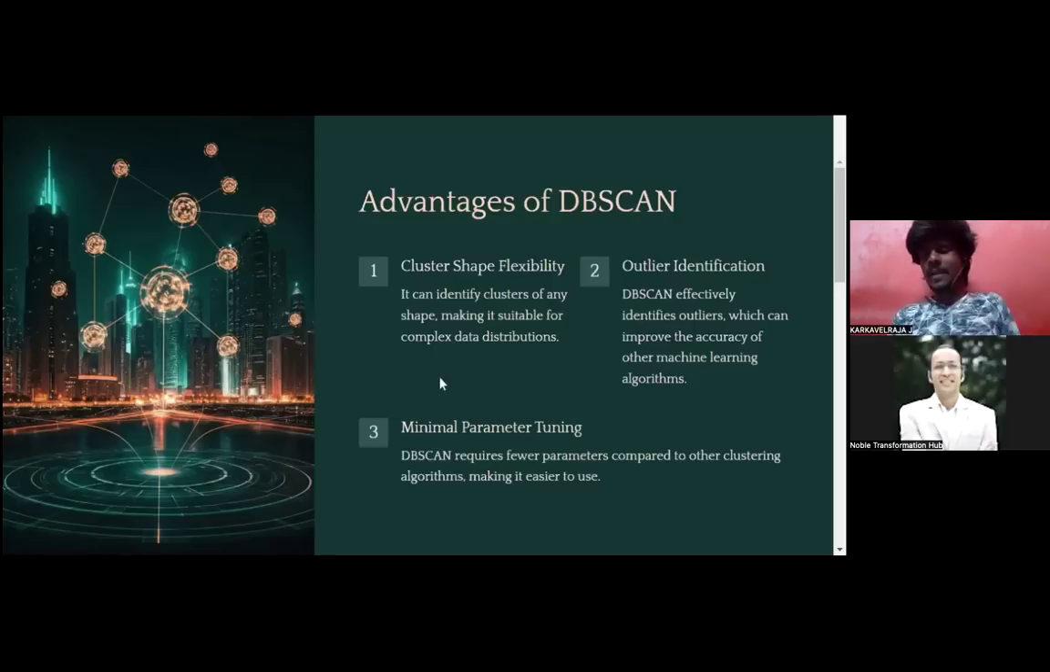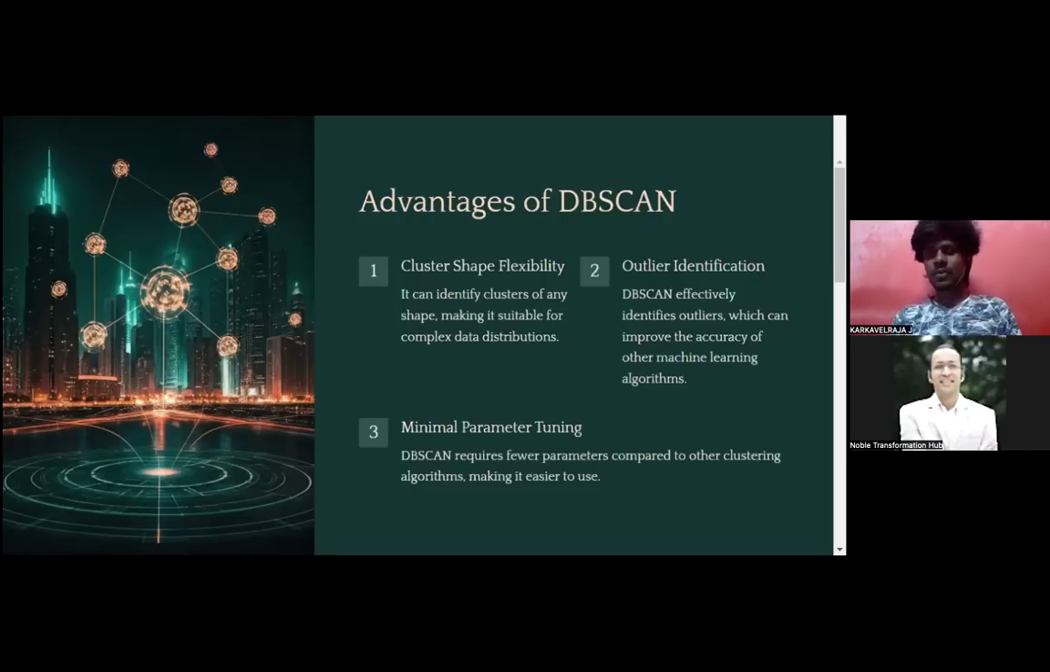Next, minimal parameter tuning. DBSCAN requires fewer parameters compared to other clustering algorithms, making it easier to use. You just need to tune the epsilon parameter as well as the minimum points value. Epsilon is the radius, whereas minimum points is how many points should be around a point in order to make it a core point. So only two parameters, minimum points and epsilon, need to be fixed to make DBSCAN work best. So these are the advantages, guys.